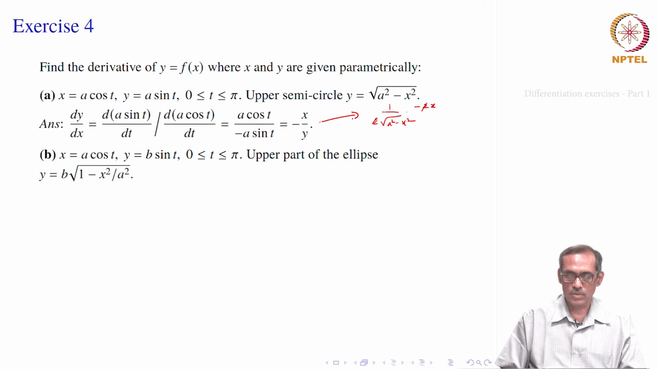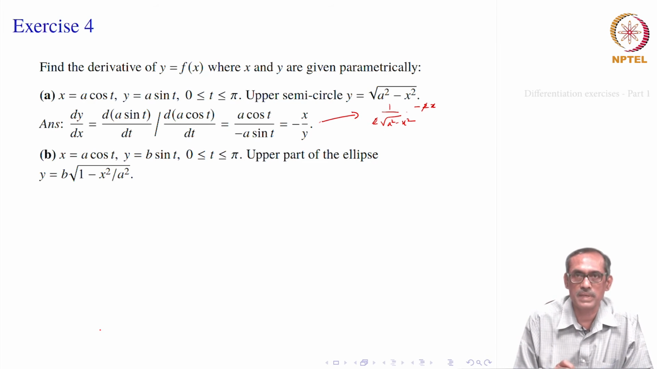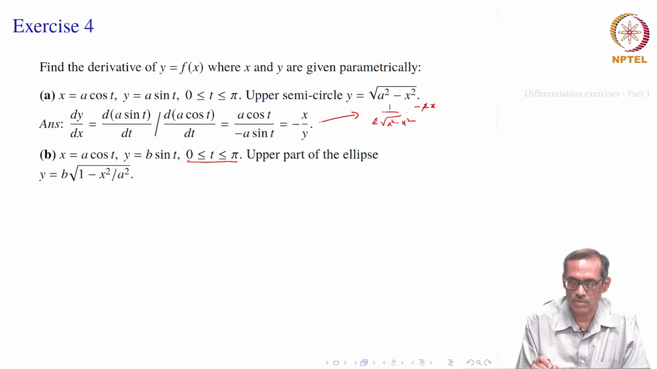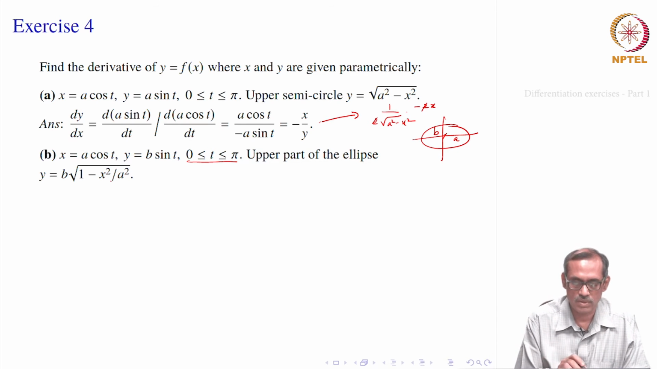Okay. So, we go to the second problem under this fourth problem, where x and y are given parametrically and we want to find dy by dx. Here the equations are x equal to a cosine t, y equal to b sin t, where t varies from 0 to pi. So, this is the upper part of an ellipse, with a as the semi major axis and b as the semi minor axis. So, that is how it looks.